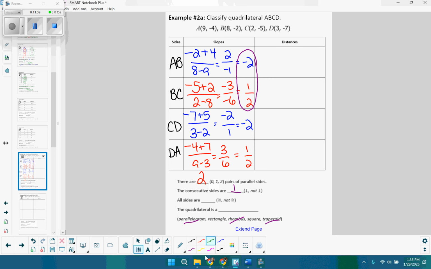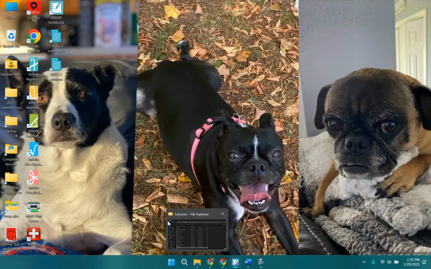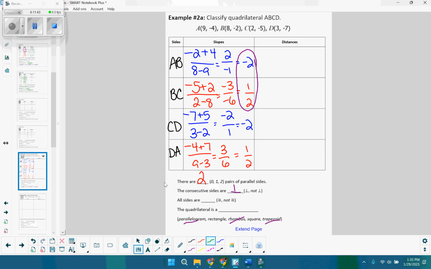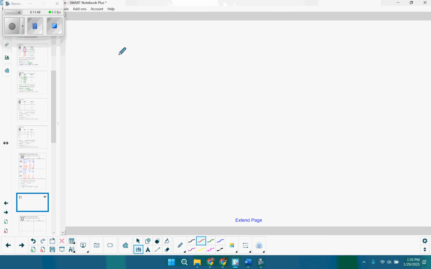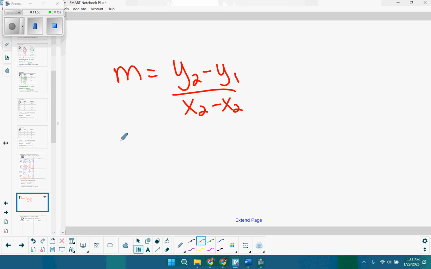The next part is asking about if the sides are congruent. So we're going to have to do the distance formula. Just a refresher, our slope formula that we're using is y2 minus y1 over x2 minus x1. The distance formula can be written like this.